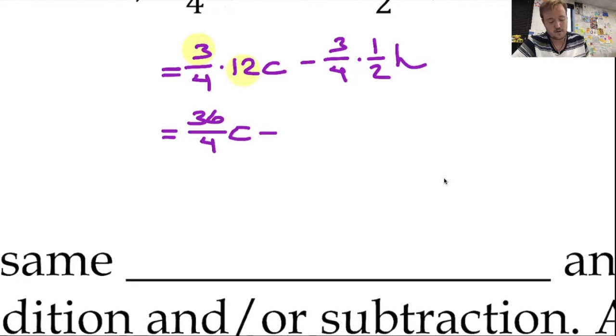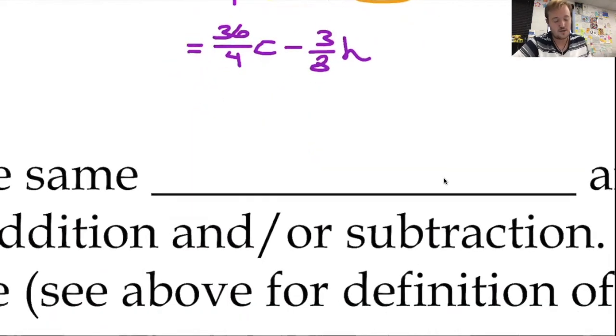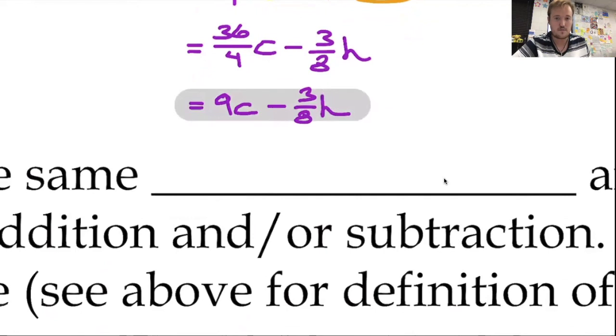So to multiply fractions, multiply across. So we're going to do 3 times 1 and 4 times 2, which is going to give you -3 over 8h. So you just want to keep simplifying. So we have 36 over 4, which can simplify. So we have 9c minus 3/8h. So can't combine anything else. Everything's simplified. So this is our simplified expression for this one.